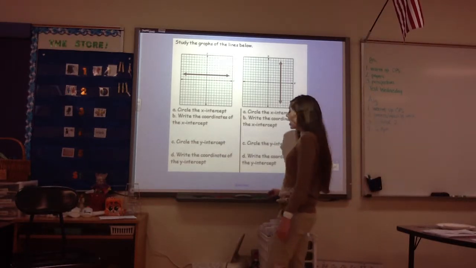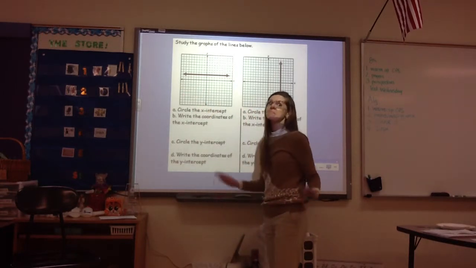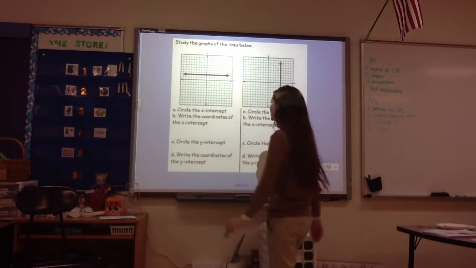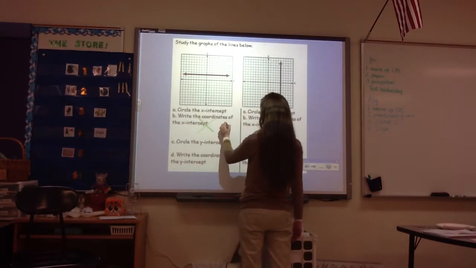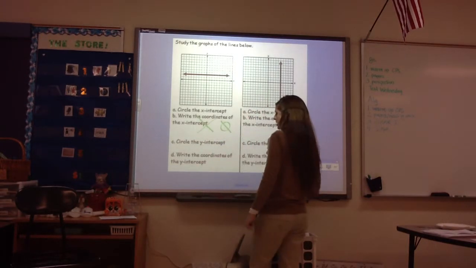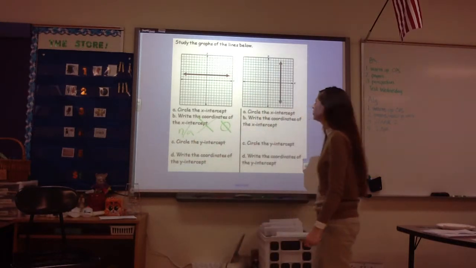Let's go ahead and look for our x-intercept right here. Where does it cross the x-axis? That's right, it doesn't. So we don't have an x-intercept. You can write that, which means there's not one, none available, or you can just cross it off.